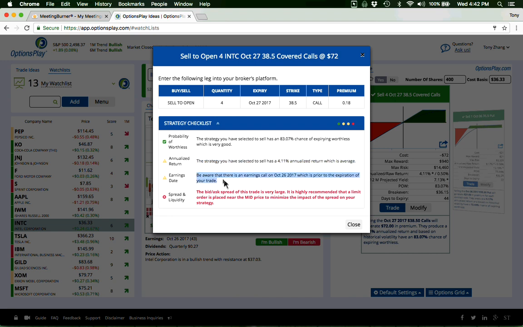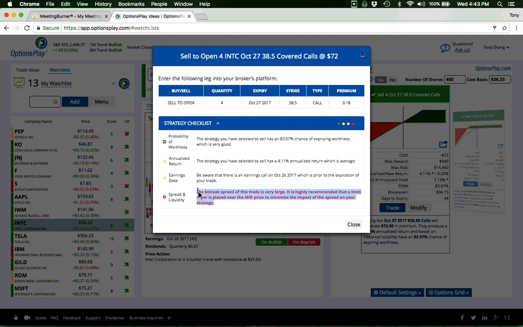And this is telling me to beware that there's earnings on October 26th. So this is telling me to sell an October 27th covered call. So this is telling me there's earnings between now and expiration. It's just 1 day before my earnings. So maybe I might still want to make this trade, maybe I don't. That's up to you, and it's telling me the bid-ask spread is relatively large.